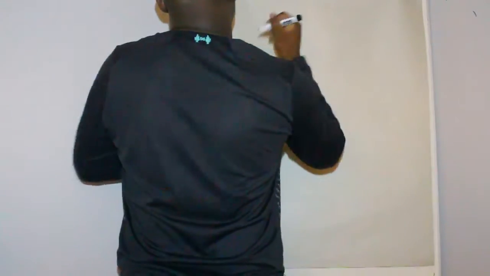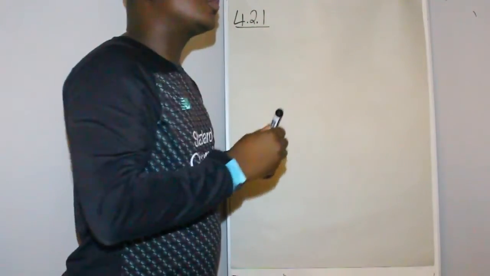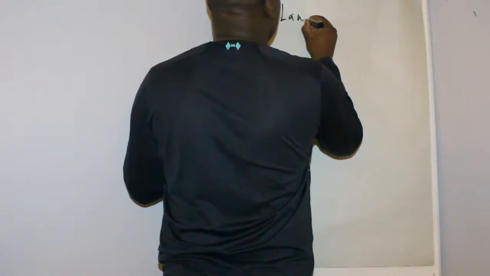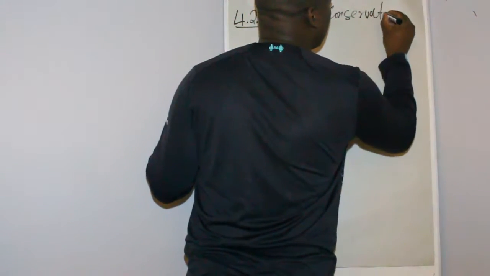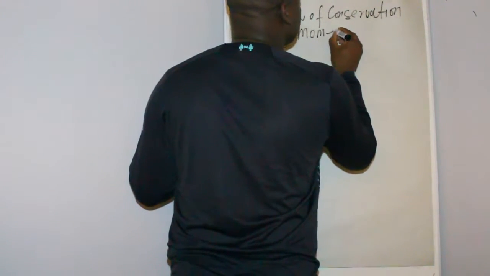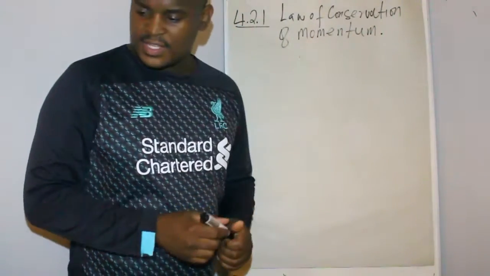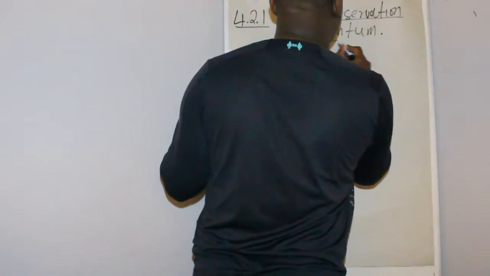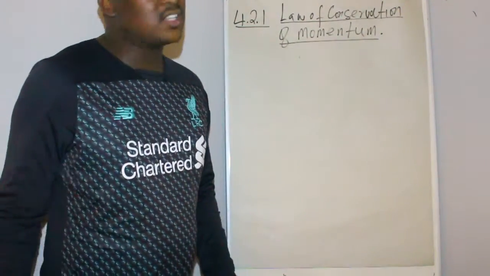So this is question 4.2.1. To make such calculations, you use the law of conservation of momentum. So this is the law that we use to determine what the velocity of the ball, what ball is it? Ball Q. So what does this law say?